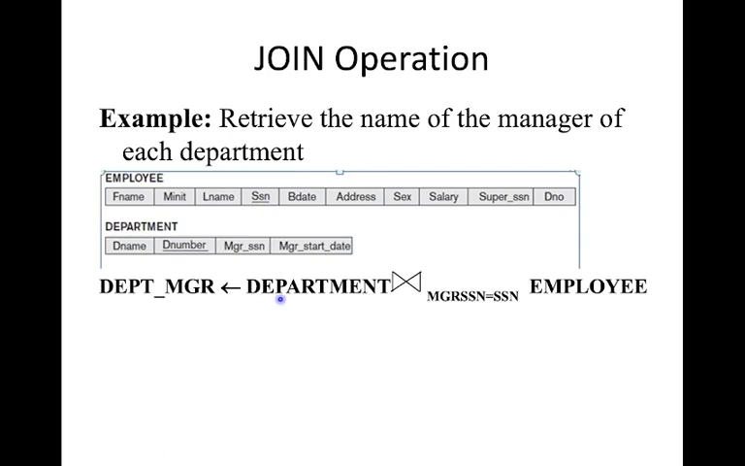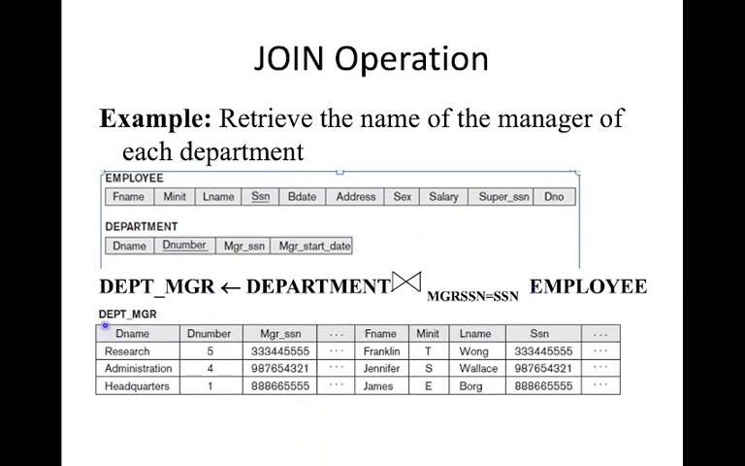So this is the way we can do this. What we have to do is join these two tables, department and employee. We have to perform this join operation, and the join condition is this one: manager SSN is equal to SSN. Wherever manager SSN is equal to SSN, we join those tuples. So we will get this department manager table, a relation like this.